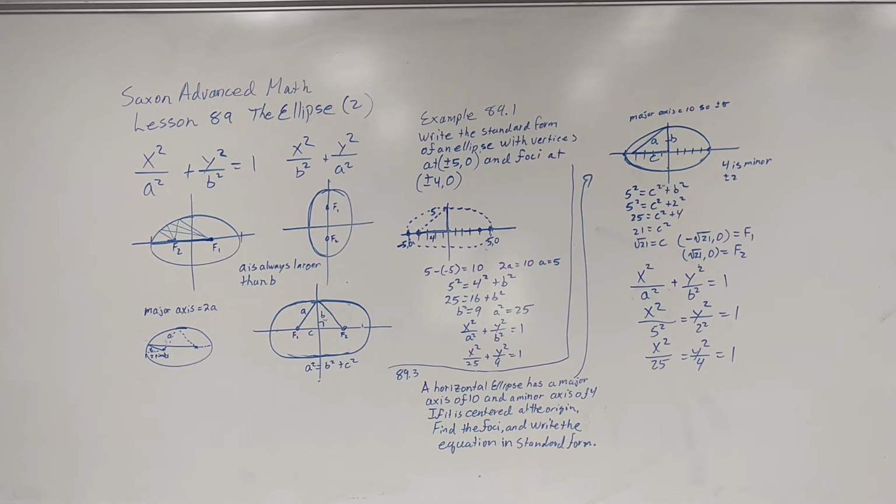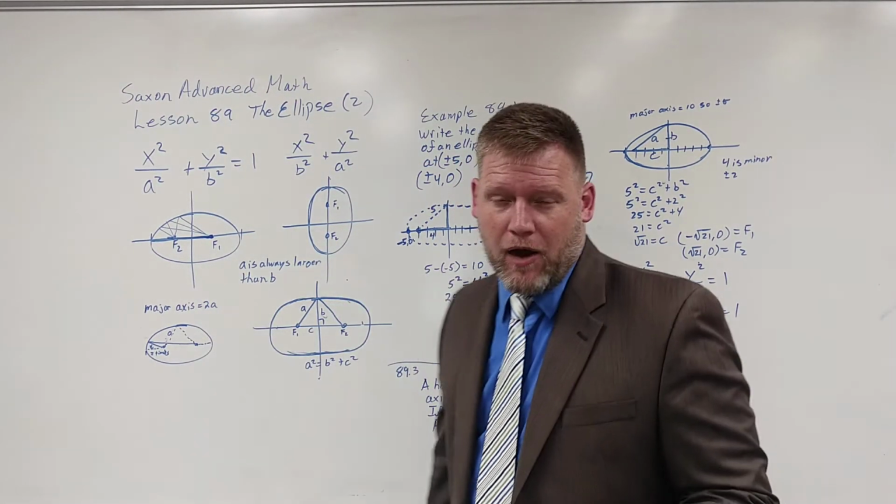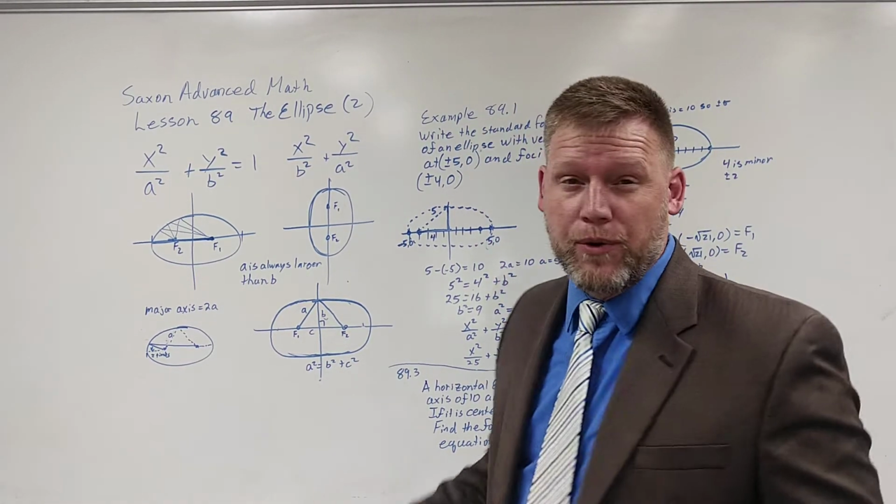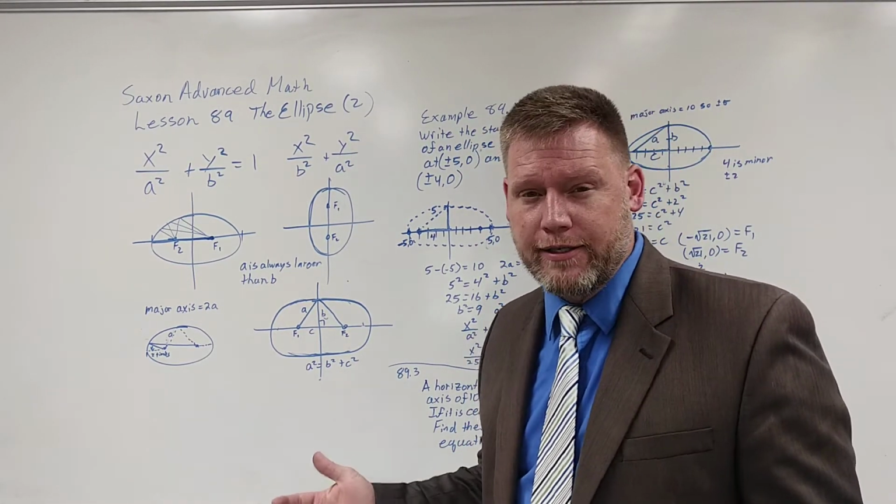Saxon Advanced Math, Lesson 89. This is the Ellipse version 2. We're going to get a little more in depth in the ellipse and talk about how we can find different values with what we know. Now, in order to do so, we need to get a couple of review definitions.